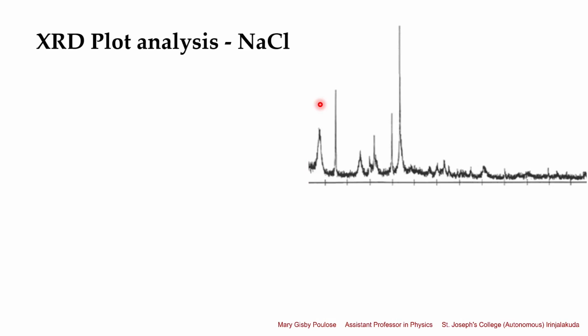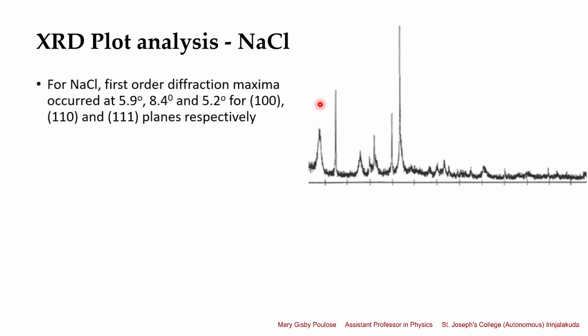Now let us see the particular case of sodium chloride. For NaCl crystals, we obtained the XRD plot, and in that we saw that the first order diffraction maxima was obtained at 5.9 degrees, 8.4 degrees and 5.2 degrees for the respective 100 plane, 110 plane and 111 plane.